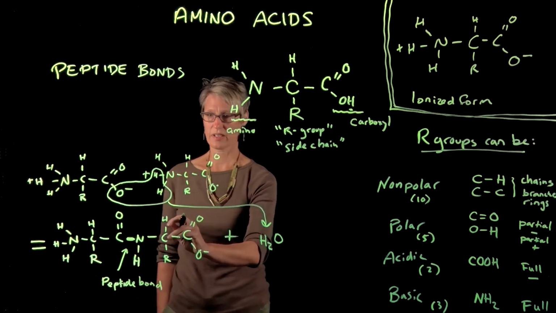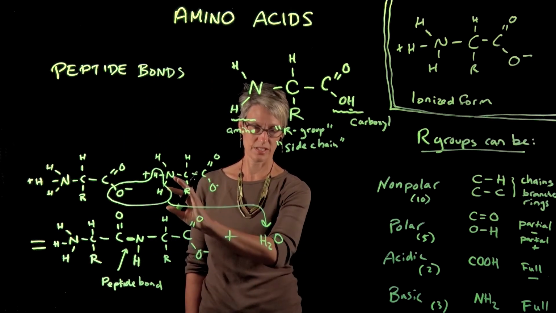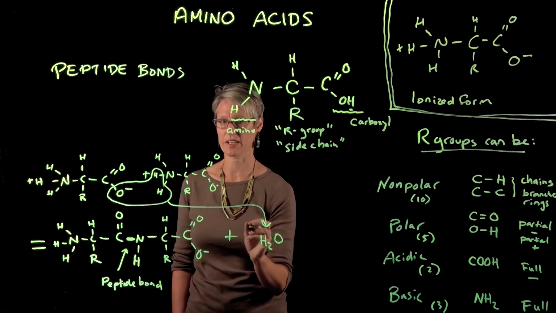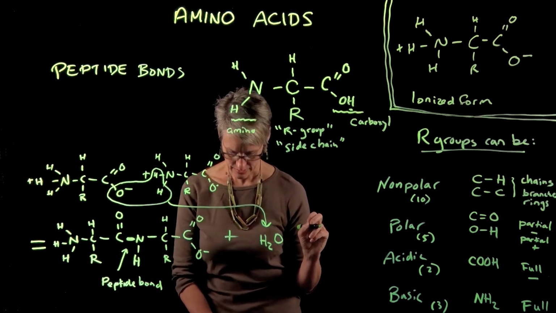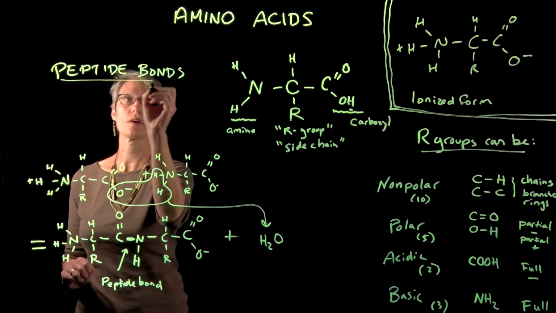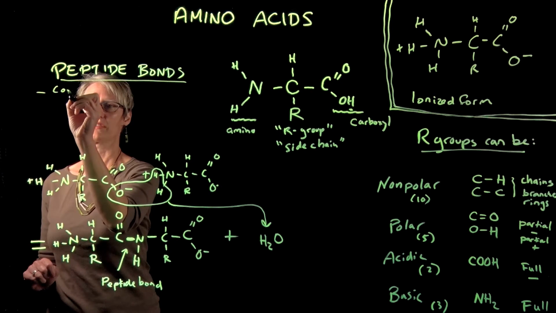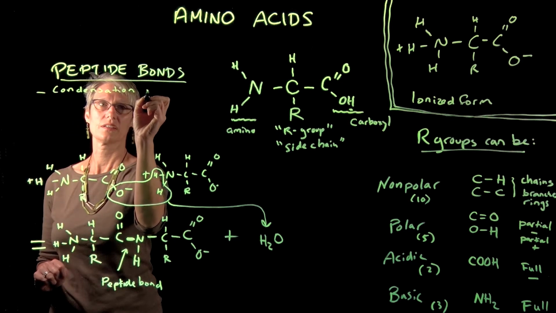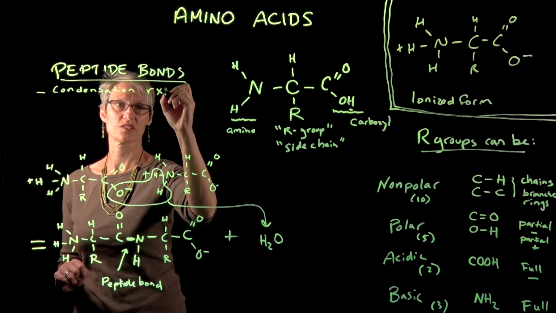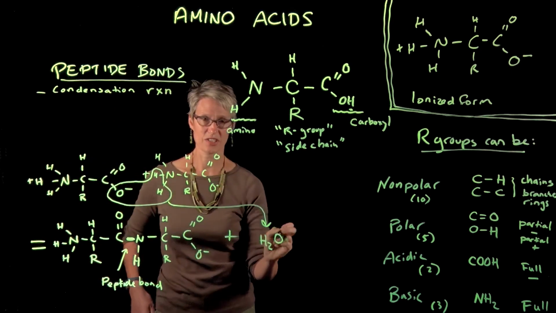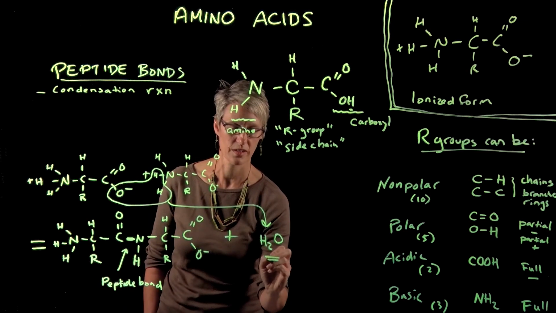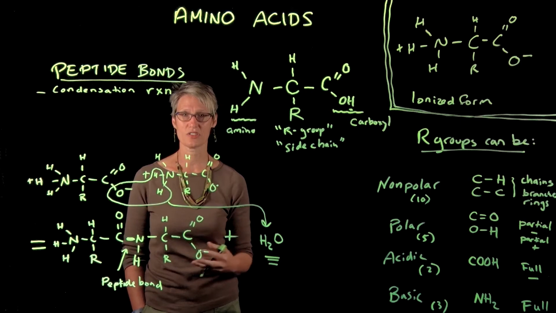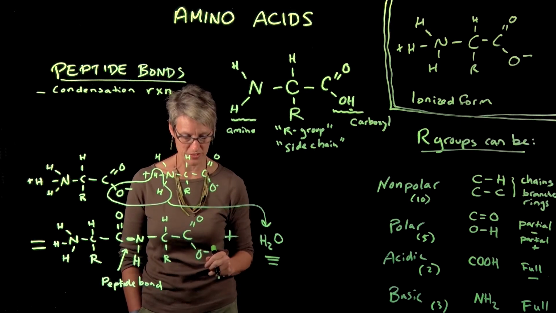This type of reaction has a name. It's called a condensation reaction. So a peptide bond is formed through a condensation reaction. And it's called condensation, and I'm going to write reaction as RXN. A condensation reaction is called condensation because water is formed through the reaction. So every condensation reaction shares that characteristic that water is formed.